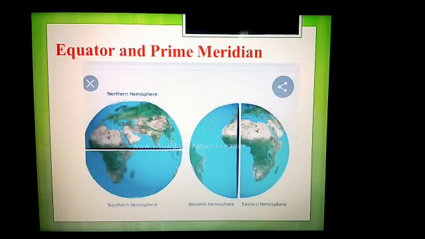Children, we have learned that the equator and prime meridian divide the earth into two equal halves. So what is the difference between these two? In the first picture, the equator divides the earth horizontally into two equal halves, the northern hemisphere and southern hemisphere, whereas the prime meridian divides it vertically into two equal halves, the western hemisphere and eastern hemisphere. So that is the difference between the equator and the prime meridian.